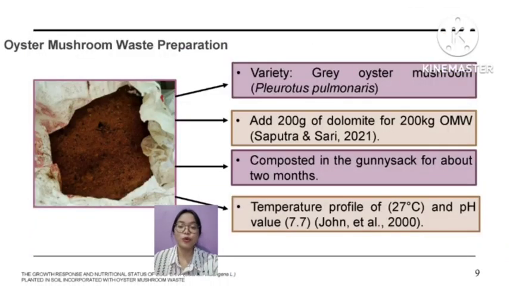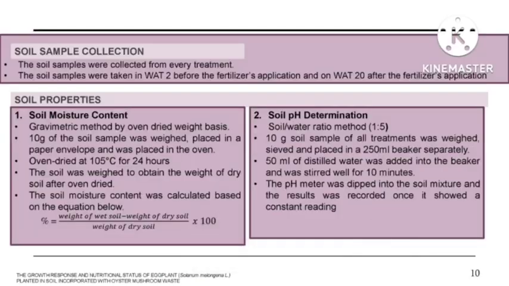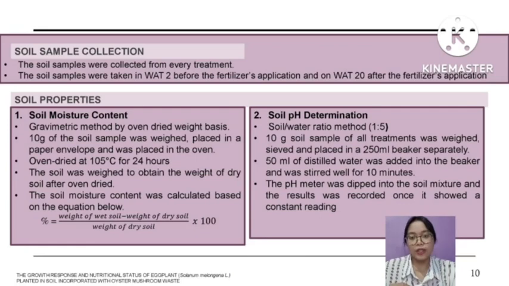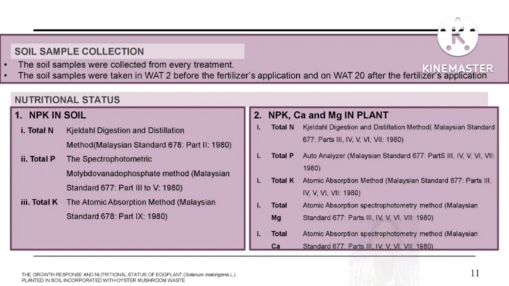Next, the oyster mushroom waste preparation. The mushroom variety used is Pleurotus pulmonarius. 200 grams of dolomite were added to 200 kilograms of oyster mushroom waste. The purpose of adding dolomite is to improve the pH. Then, it was composted in gunny sacks for about 2 months. As for the soil moisture content, it was determined using the gravimetric method on an oven-dried basis, while a soil-water ratio method was used for soil pH determination.